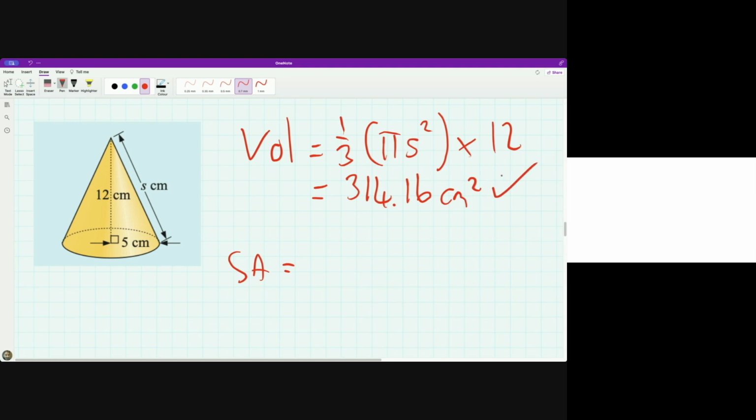Okay, so volume seems like the easier one. Now you're going to have to work out the surface area. How is that going to go? See if you can do that.